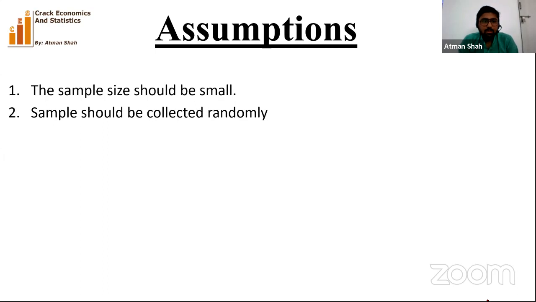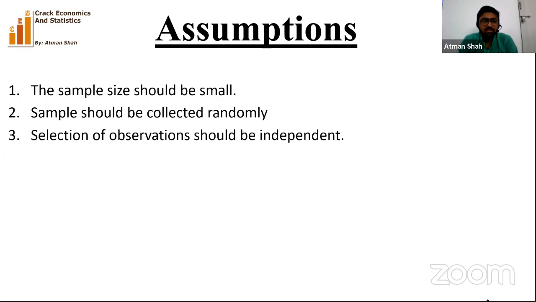Second, the sample should be collected randomly. When we collect the sample from the population, we collect it randomly, which means that each and every observation has an equal probability of being selected in the sample. If the sample is not randomly collected, we cannot perform the t-test to compare the means. So the random selection of the sample is very important to perform these tests.